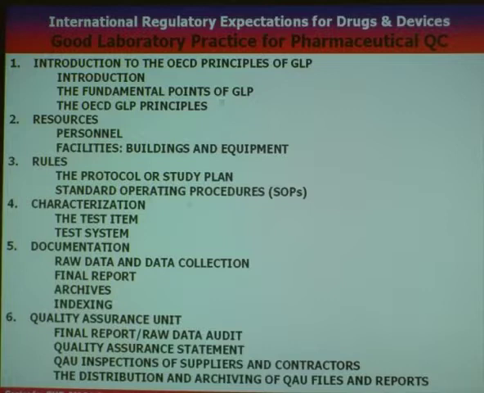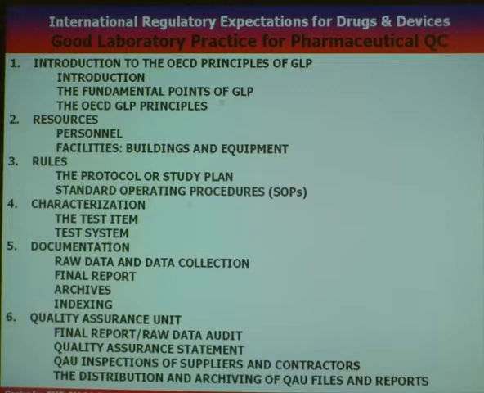The third section talks about the rules, the protocol or study plan and the SOPs. The fourth part talks about characterization of the test item as well as the test system. The fifth part refers to the documentation, the raw data and data collection, final report, the archives and the indexing.